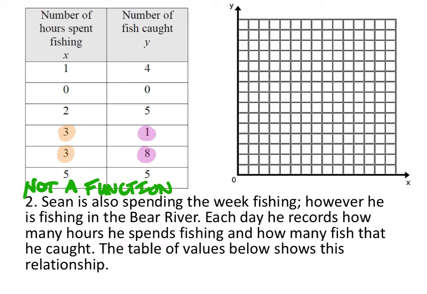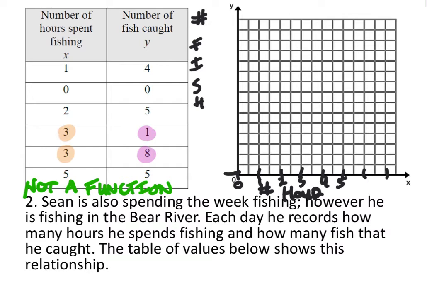Let's show that the graph is also not a function. And again, they gave us the labels for each axis. So the x is the number of hours fishing, and the y is the number of fish caught. Let's put a scale on these axes. I'll do it the same way. 1, 2, 3, 4, 5. Every other line is 1 hour. So every line is a half hour. And every line will be fish again.